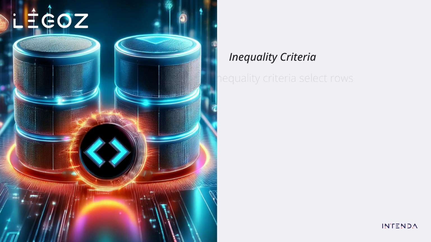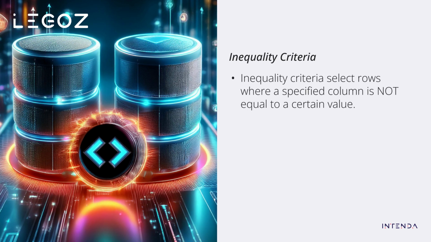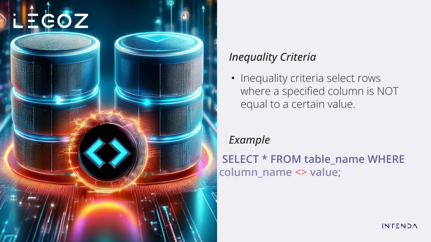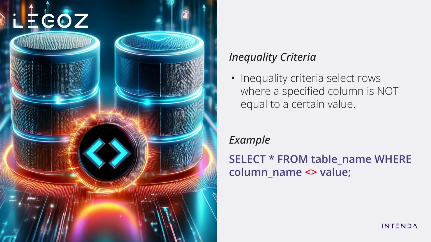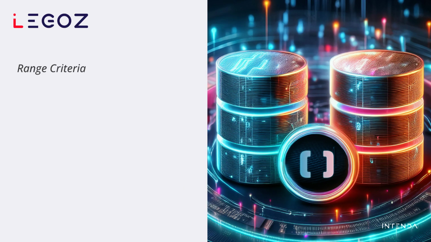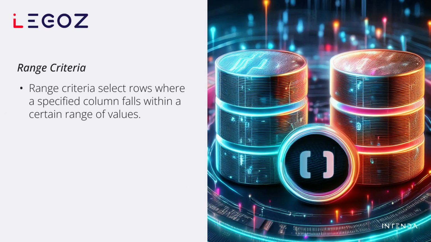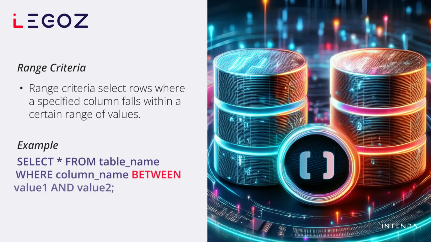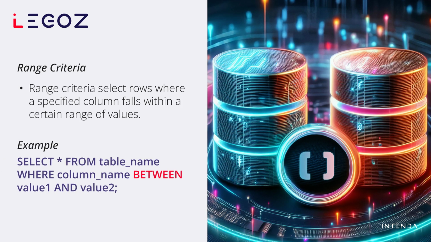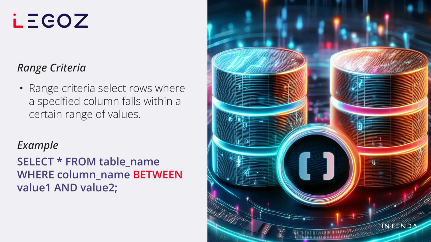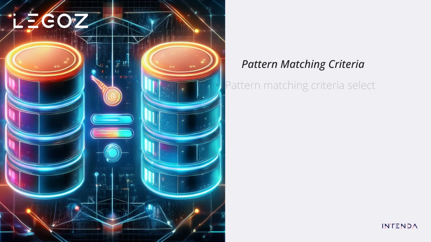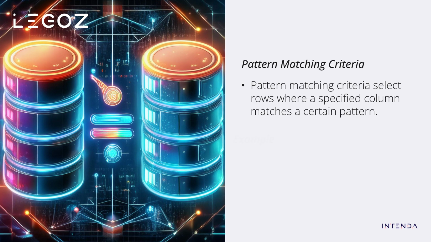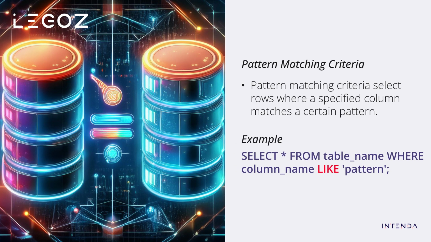Inequality criteria are utilized when you want to filter out rows based on values that do not match your specified condition. This could involve excluding certain categories. Range criteria select rows where a specified column falls within a certain range of values. In this instance, the between operator is utilized. Pattern matching criteria select rows where a specified column matches a certain pattern. The like operator is used in the criteria query.